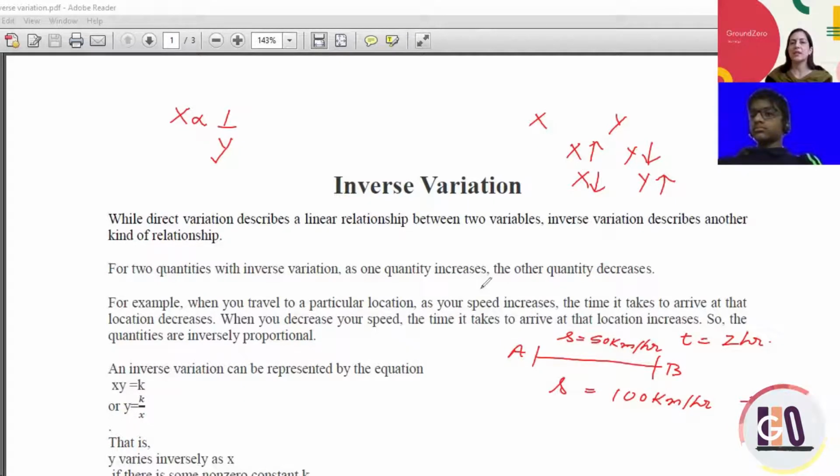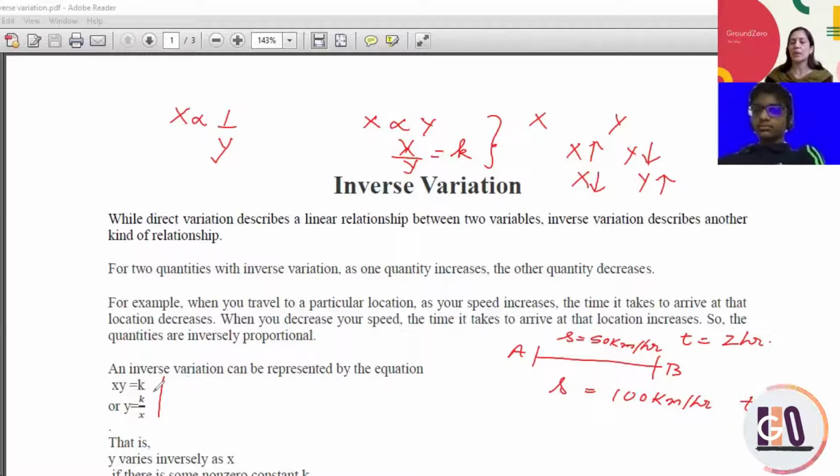As we discussed in direct variation, we came to the conclusion that x is directly proportional to y, and the ratio of x upon y is equal to a constant k. This was about direct variation. Now in inverse variation, what we see is x into y is equal to k. If we know that x is inversely proportional to y, we have to put a proportionality constant, so xy is equal to constant k.